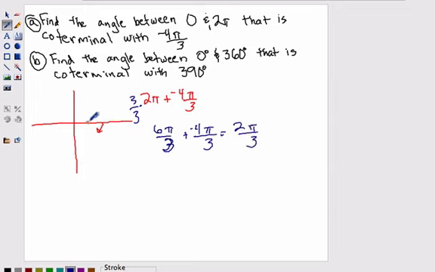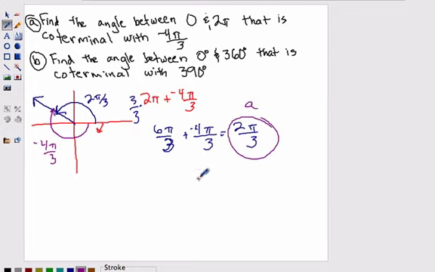So 2 pi over 3, with my experience, I know that is over here in this quadrant. So that is 2 pi over 3. Going in the negative direction, that was my negative 4 pi over 3. Those are coterminal sides. So this is my answer for part A.